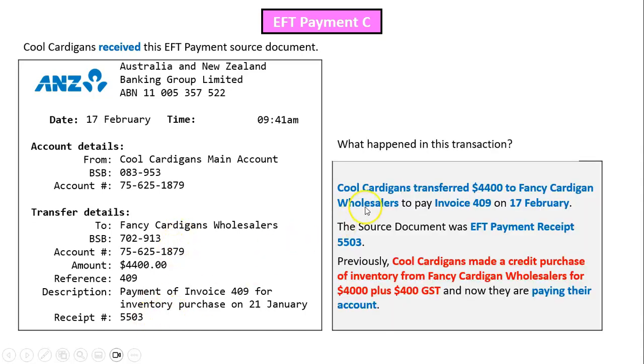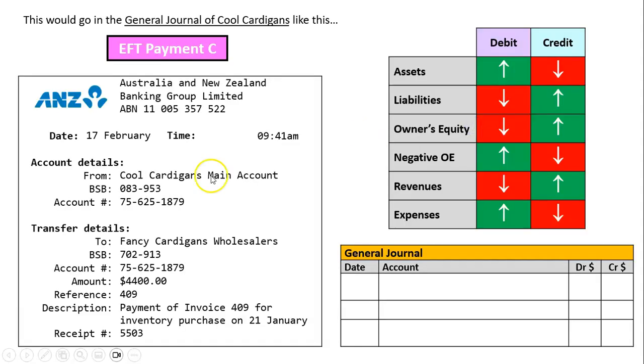So how could we summarize what happened here? Cool Cardigans transferred $4,400 to Fancy Cardigan Wholesalers to pay invoice 409 on the 17th of February. The source document was EFT payment receipt 5503. There it is there. So we can infer that previously in January, Cool Cardigans made a credit purchase of inventory from Fancy Cardigan Wholesalers for $4,000 plus $400 GST. And now we're simply paying back our account. In other words, our business, to put this in the general journal, we just need to think, well, we paid an account payable because that's who we owe money to.